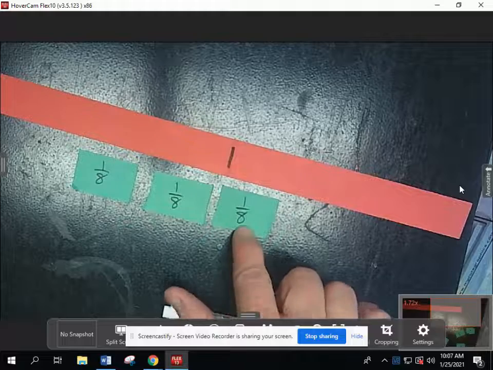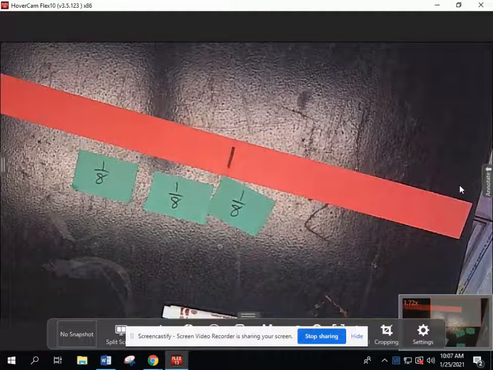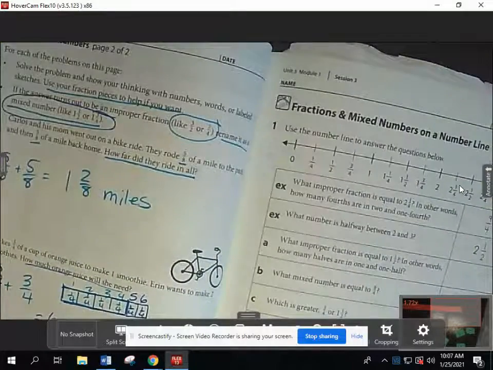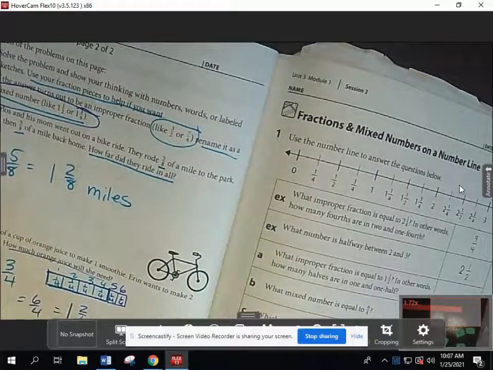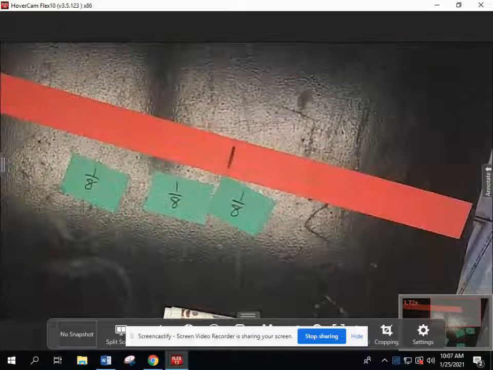9/8, 10/8, 11/8. Oh my goodness, we really went backwards over our vacation. I don't think we're going to get to today's lesson. Okay, so we have 11/8. This is not today's lesson. This was a worksheet from last week.